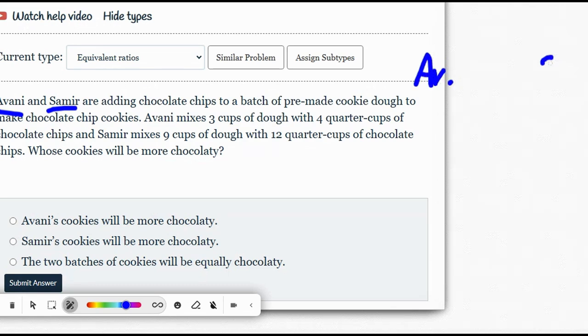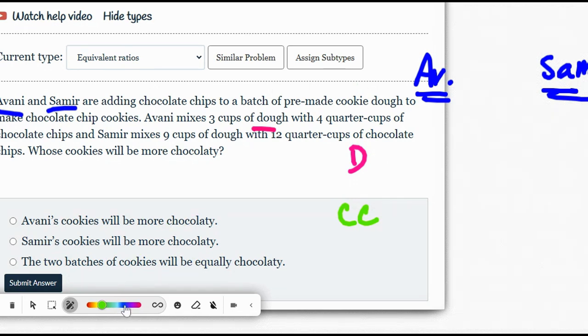Avani and Samir. So we've got two people here, two protagonists, adding chocolate chips. Let me see if I can color code it to make life easier for you. They're adding chocolate chips to a batch of pre-made cookie dough to make chocolate chip cookies. Long story short, they're making cookies. Avani uses dough to chocolate chip. So I'm going to use D and C for chocolate chip. So now the whole thing is set up.